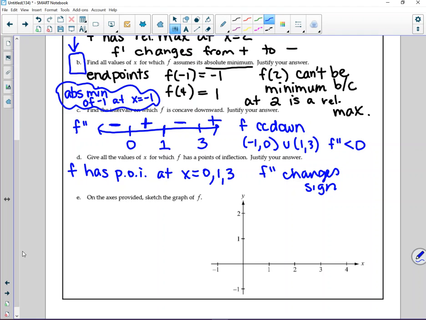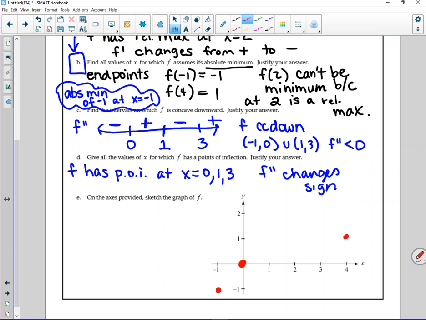This is from a while ago. This is an old AP question, but asking us to sketch the graph of f from all the information we have. First thing I would do is I would do the points they gave me, that f of -1 is -1, and f of 4 is 1, and f of 0 is 0. Those are the 3 points from the directions in the problem.